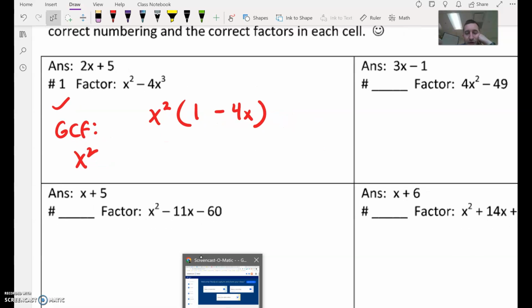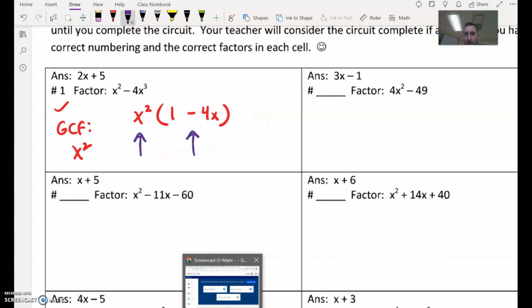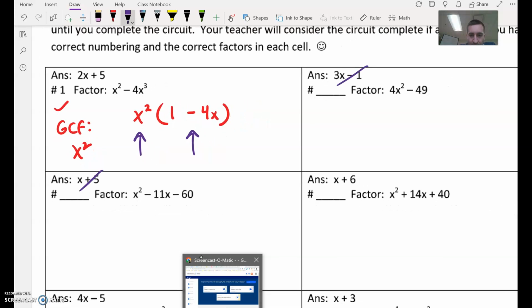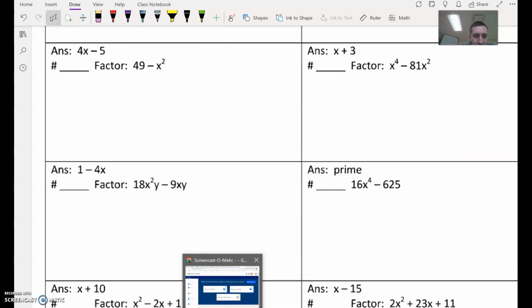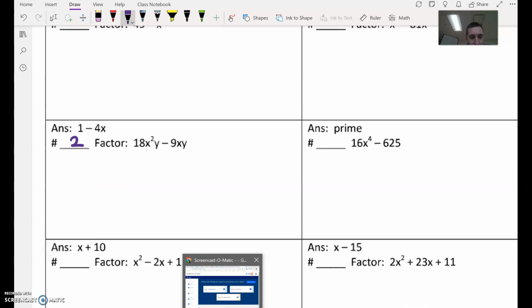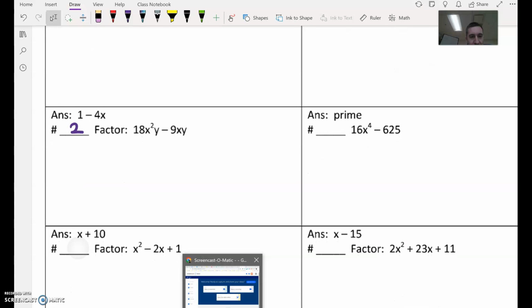So I need to look at all the other squares, and I need to look for either an x squared somewhere in there or a 1 minus 4x. So let me look around. It's not that one, it's not that one, it's not that one. I wouldn't make these marks if I were you, but I'm looking for x squared or 1 minus 4x. No, no. Hey, there it is. So what that means is this is number 2. And this would be where I start number 2.